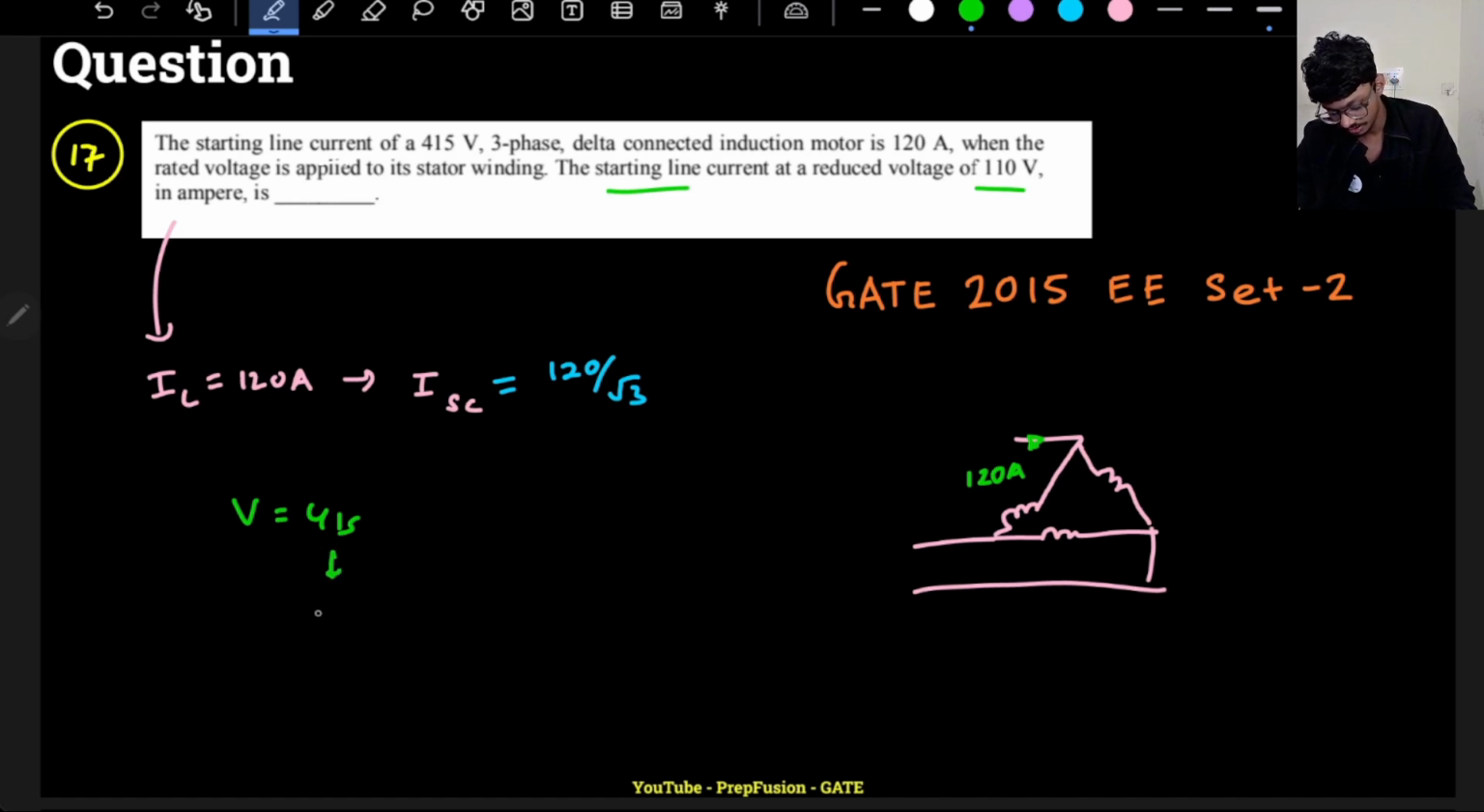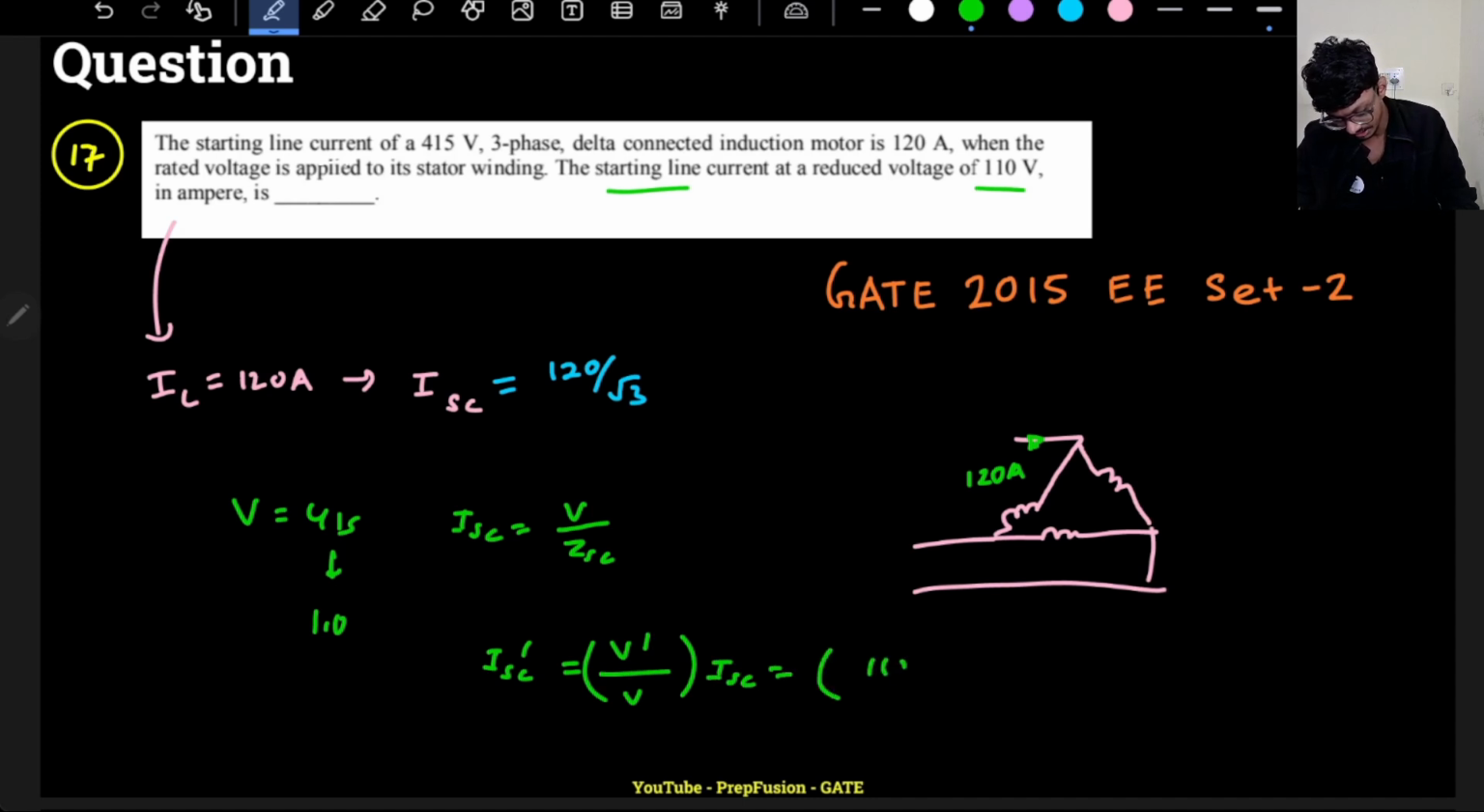So if I am reducing the voltage to 110 volts, what will happen? What was the starting ISC? ISC was V upon ZSC, right? In the second case, ZSC will not change, so it will be directly proportional to the voltage. So it will be V dash upon V into the previous starting current. V dash is 110 volts, and remember in delta, line and phase voltages are the same, so they do not change. So 110 divided by 415, into 120.